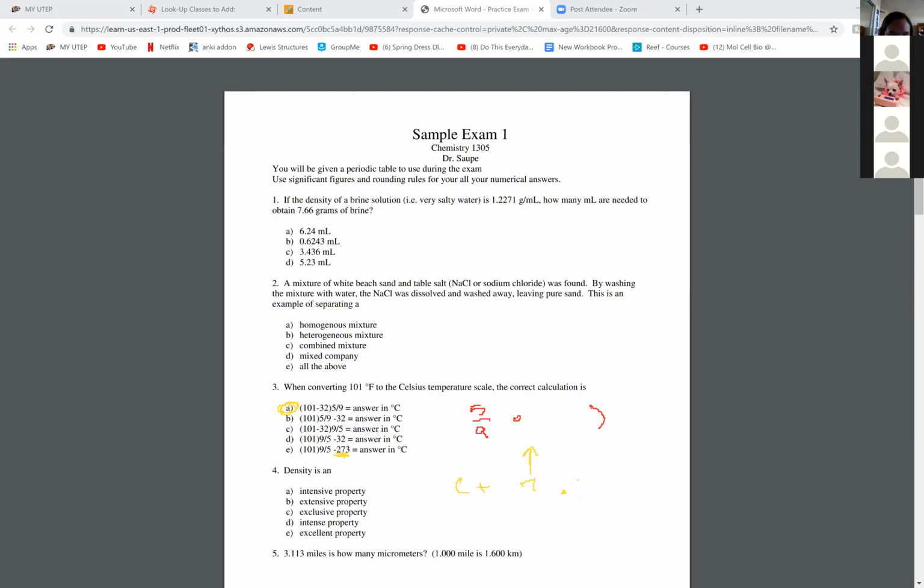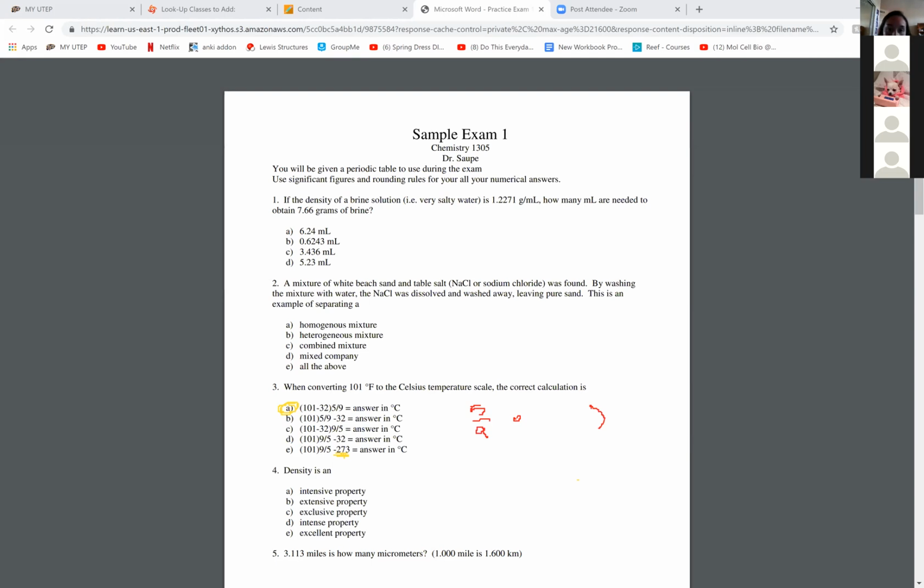Okay, we're going to go on to number 4. Does everybody know what an intensive property and an extensive property are? Extensive depends on how much of the substance there is. Intensive doesn't depend on that. Yes, okay. Do you know what density would be from these answer choices? Intensive. A. Yes.